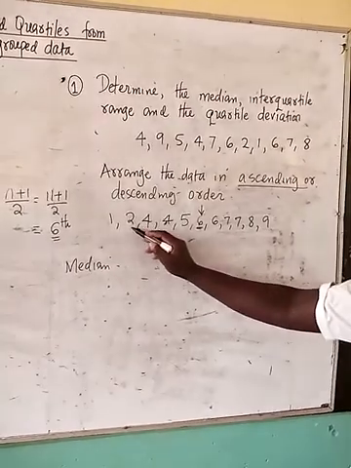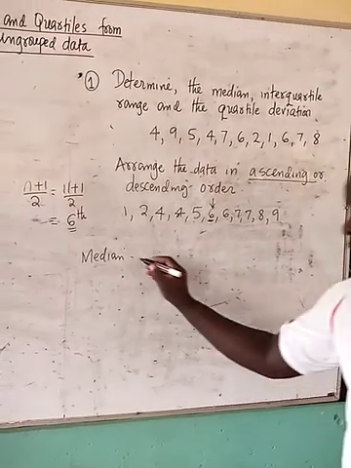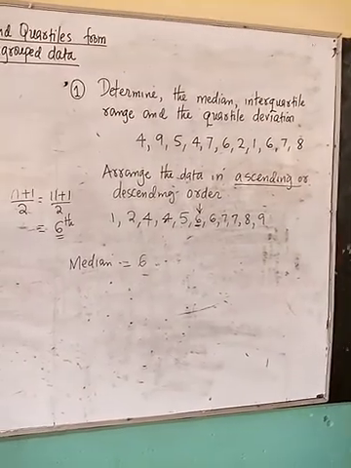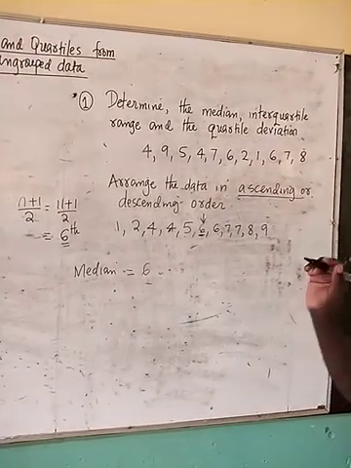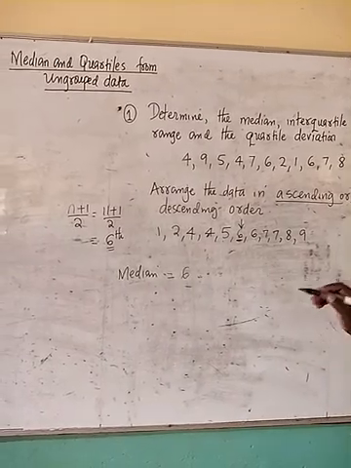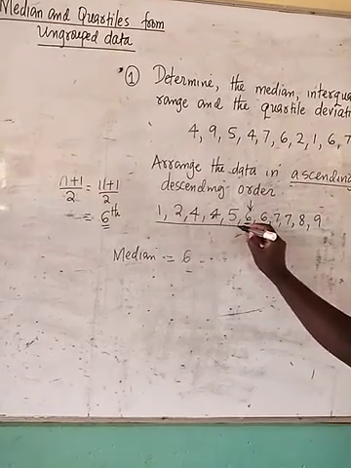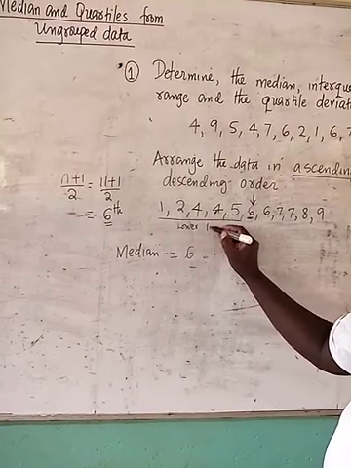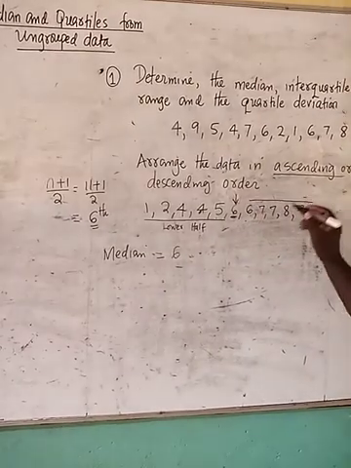It is the number in the middle when the data is arranged in ascending or descending order. You will see 1, 2, 3, 4, 5. 1, 2, 3, 4, 5. So our median is equal to 6. You can see how simple it is, no calculation, just arranging the data and picking. Now once we have picked the median, then the data is now divided into two halves. This side is called the lower half. And this other side is called the upper half.